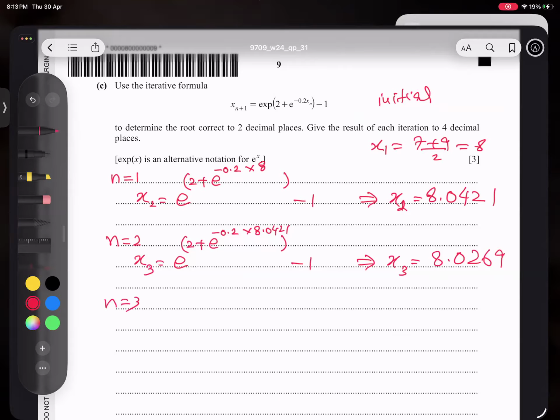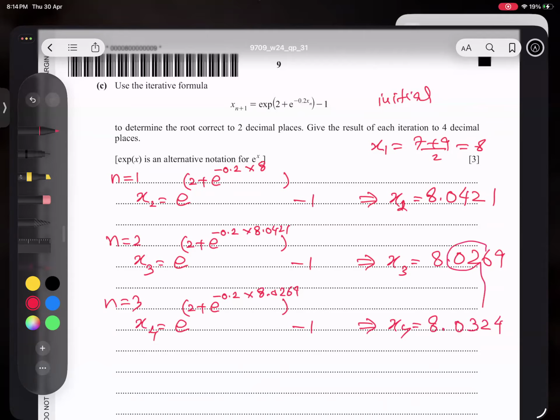Now plug in 3, so every value becomes 3. So when I put 3, students, what will I get? I'll get x4 now. Here 4 and here 4. And here I'm replacing it by its value, and I write this value completely here. 8.0269. And my answer is coming 8.0324. Check it. We have to write 2 dp, students.